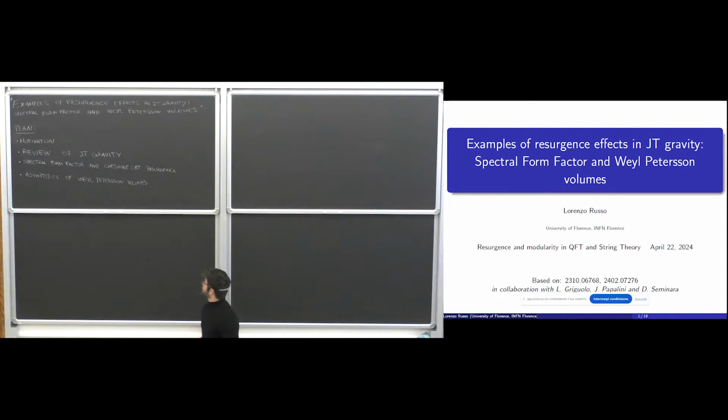The title of today's talk is Examples of Resurgence Effects in JT Gravity, the Spectral Form Factor, and Weyl-Petersson volumes. So let me start by telling you what the plan for today is.